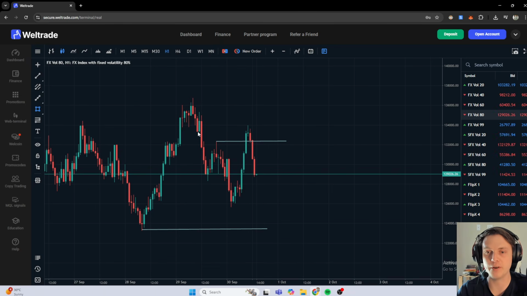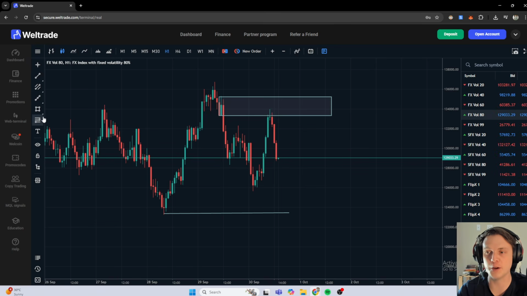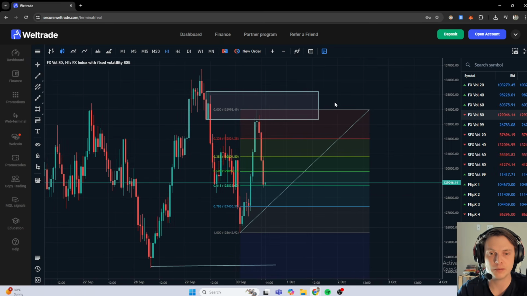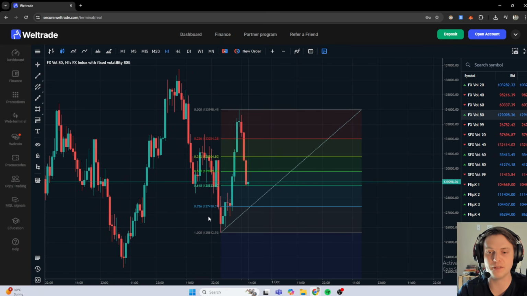You can see that we had a reaction of this order block over here for the sell to the downside. So we are probably currently going to fib this movement from the bottom to the top over here. We are going to go to the area between the 50 and the 61, the 50 and the 78. We're going to block it off.